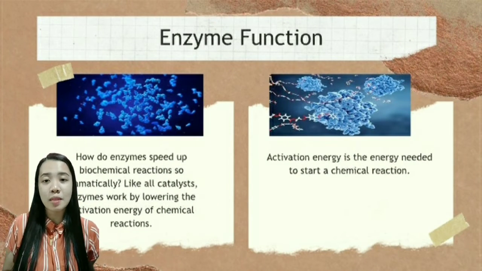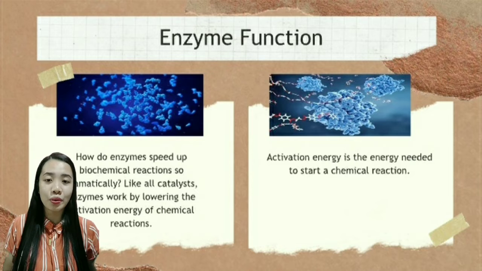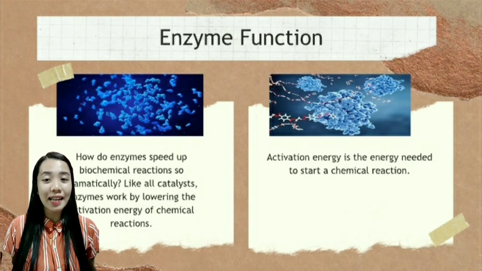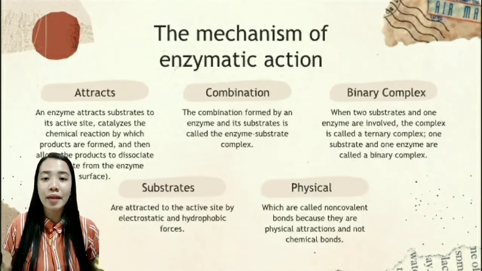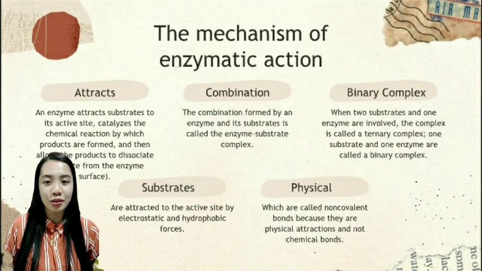How do enzymes speed up biochemical reactions so dramatically? Like all catalysts, enzymes work by lowering the activation energy of chemical reactions. Activation energy is the energy needed to start a chemical reaction. Next is the mechanism of enzymatic action.